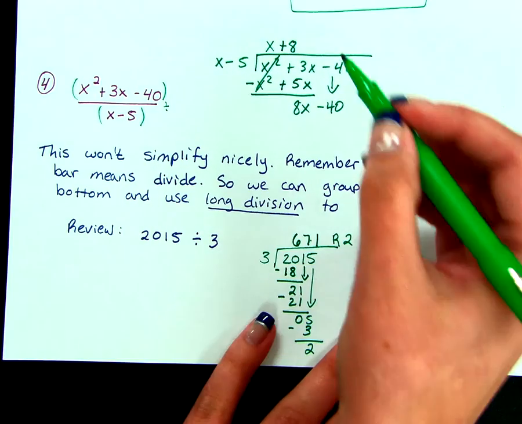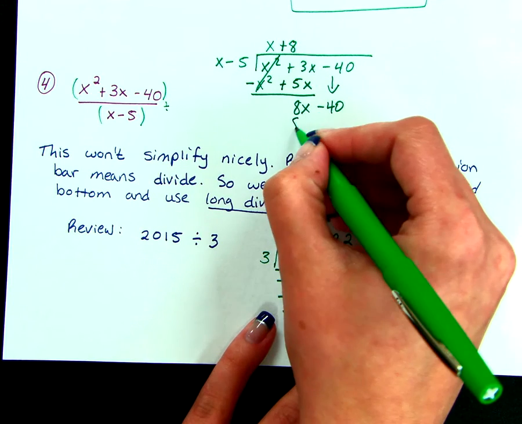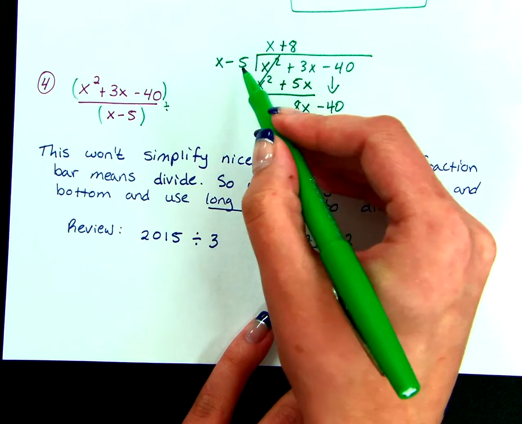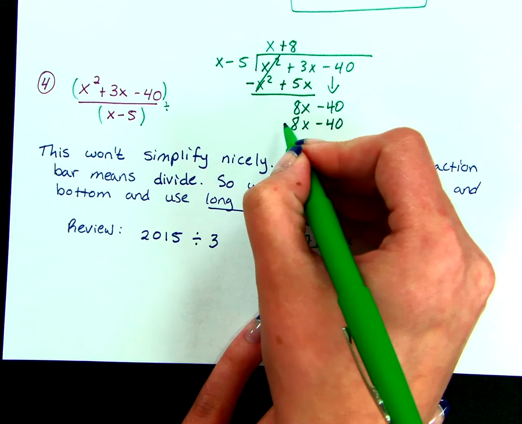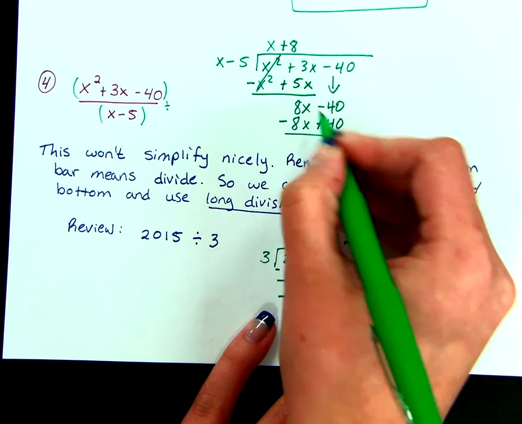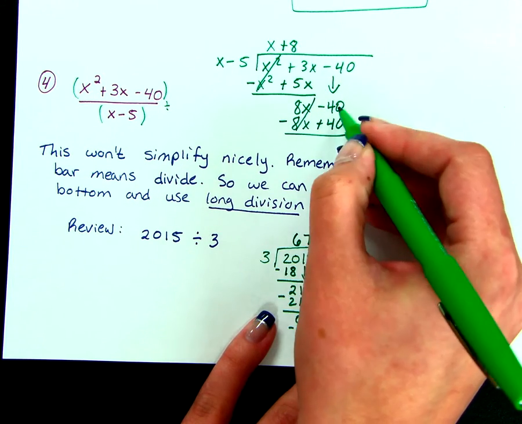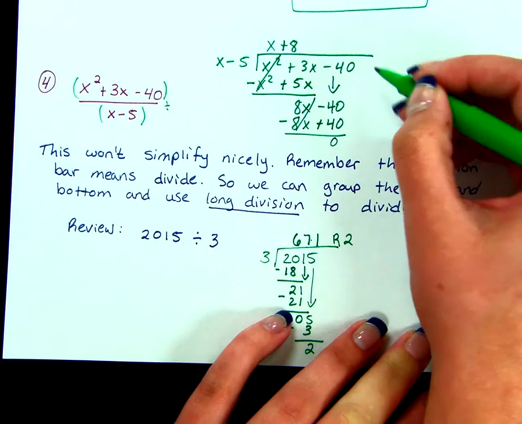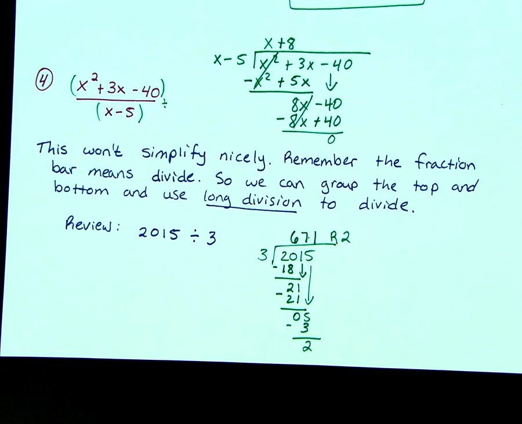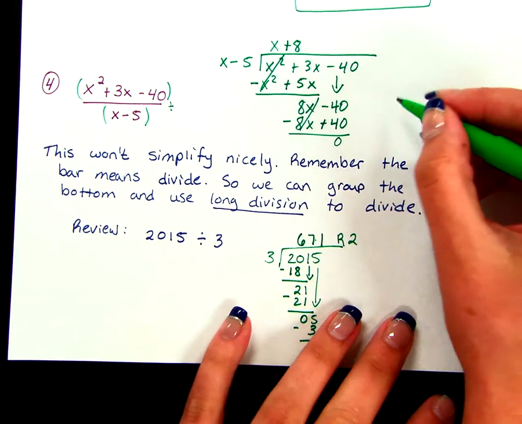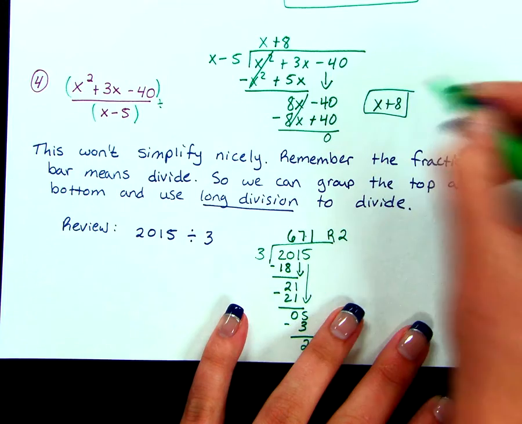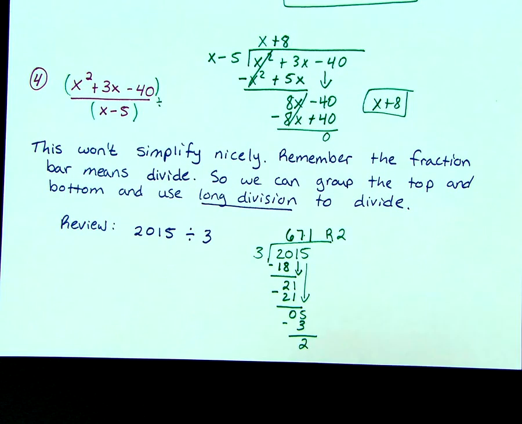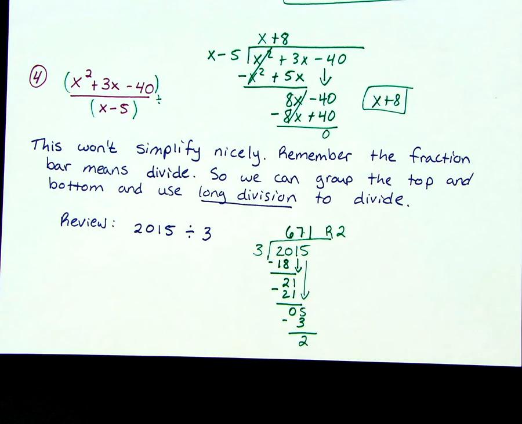And then we distribute. So 8 times x is 8x. 8 times negative 5 is negative 40. And we're subtracting. So we would switch our signs, and then we're going to combine together. So that cancels. Negative 40 plus 40 is 0. There's nothing left to bring down. So that means that our remainder is just 0. So when we're dividing, our answer to this one would just be x plus 8. No remainder. So if there is a remainder, then we would put r in whatever we have left.